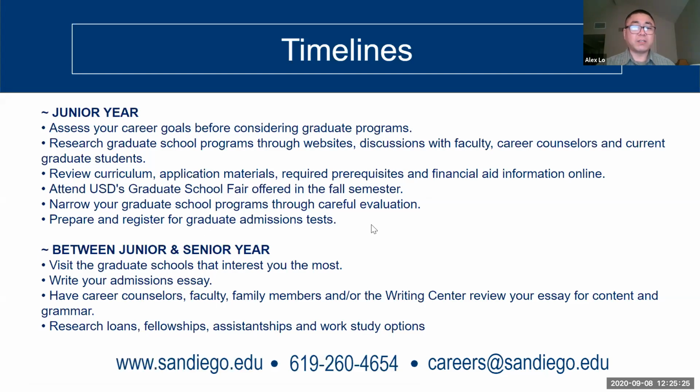The reason we have this list is that there are things that are very time consuming, and we want you to start as early as possible. For example, in junior year, before the actual application work, assess your career goals, consider graduate programs, research them through their websites, and talk with faculty members. Maybe start building a list of potential graduate programs and start doing a detailed review, using an organizer to record all the information for comparison. Attend the graduate school fair this semester, narrow down your graduate programs through careful evaluation, and prepare and register for graduate admission tests. So it's more about research and preparation before the last summer in college.